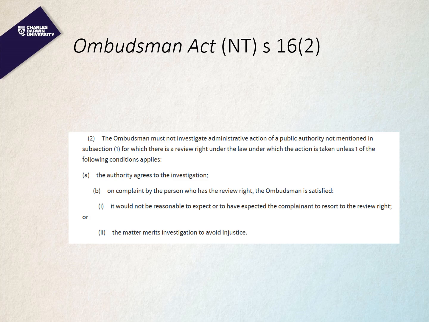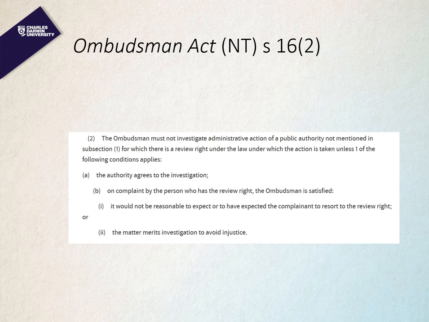Now here's another more general exemption, not specific to particular agencies or authorities, but one that you definitely should be aware of. Subsection 2 of Section 16: the Ombudsman must not investigate administrative action of a public authority not mentioned in subsection 1, for which there is a review right under the law under which the action is taken, unless one of the following conditions applies.